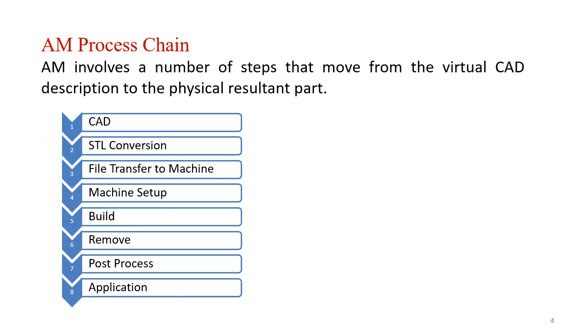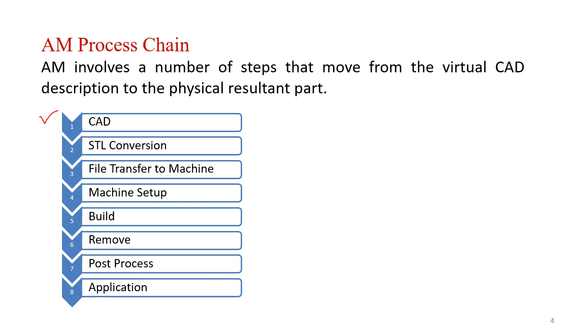AM process chain, or also called as additive manufacturing process chain. As we know, additive manufacturing involves number of steps. All these machines which are using additive manufacturing as a technology follow these steps. So they move from a virtual CAD description to a physical resultant part. Here is a flow chart of the process chain.